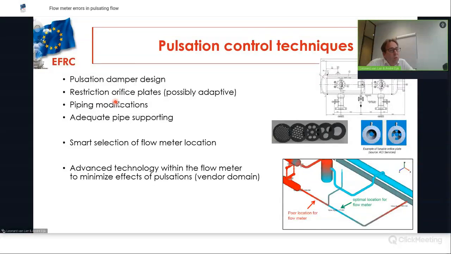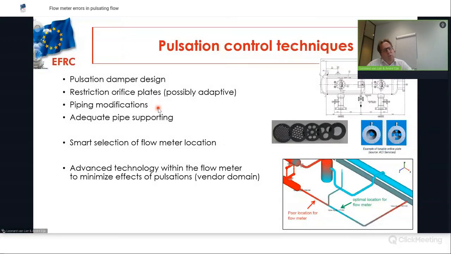Restriction orifice plates are also, I would say, used in every compressor system, and the purpose of orifice plates is to bring down the effect of acoustic resonance. So the acoustic resonance effect is suppressed by the orifice plate. And in systems with a very large turn-down ratio, possibly you need an adaptive technique for that. So not a fixed orifice plate, but maybe a variable orifice plate. That could be an interesting technique also for future use.